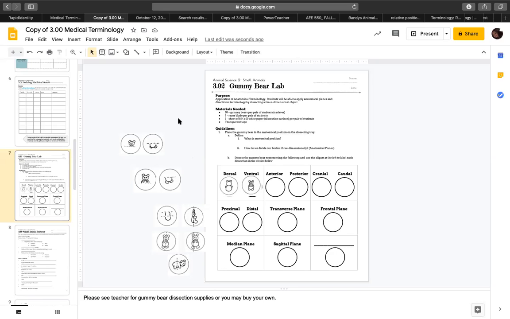All right, and then you have the anterior and the posterior, the cranial and the caudal, proximal, distal, transverse plane, frontal, median, and sagittal plane. You don't actually have enough circles for all of them. And so one of the ones that is supposed to be 2 circles is actually only going to be 1.